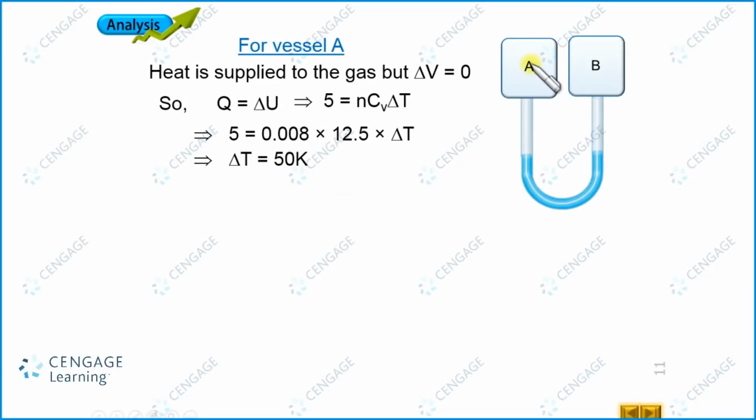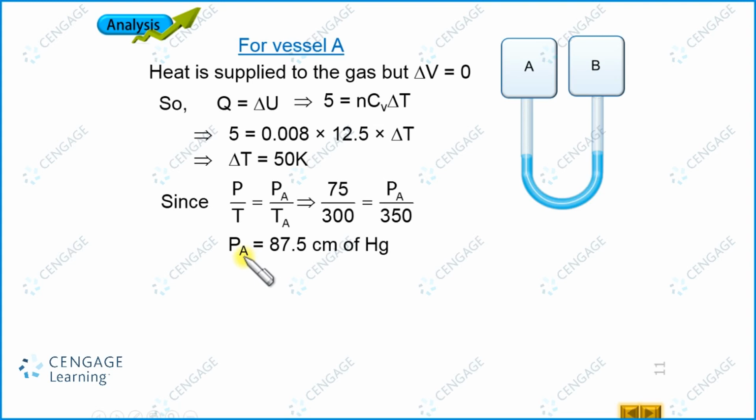And the volume is not changing, that means it is an isochoric process, and in an isochoric process P divided by T is constant. So we can write P divided by T equal to PA divided by TA, where PA is the final pressure of vessel A. Substituting, this is 75, this is 300, this is 350. Here we need not change the pressure into pascals, because if we substitute the value in centimeter, we will get the result also in centimeter. After calculation, PA equal to 87.5 centimeter of mercury.